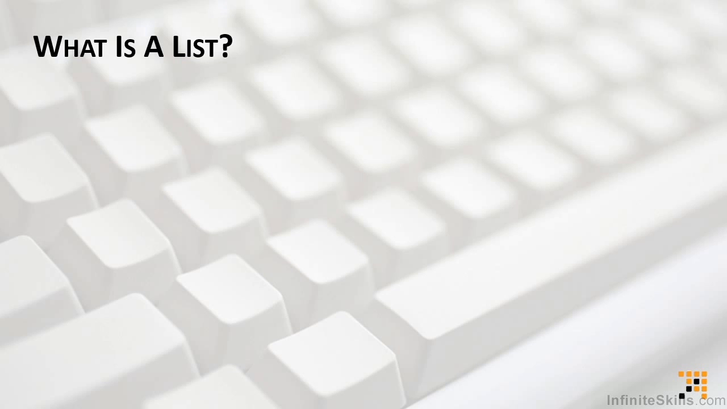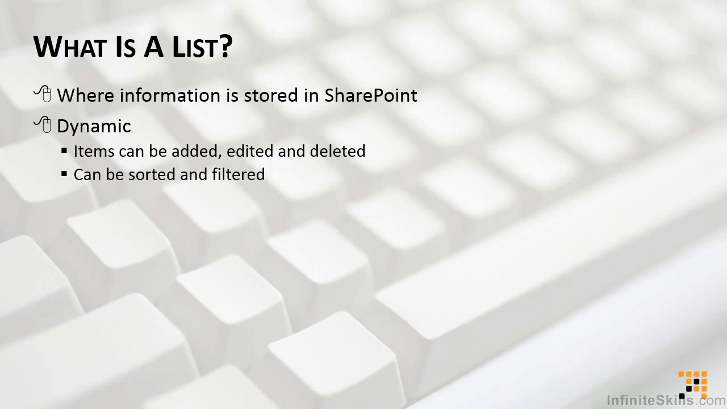A list in SharePoint is where all of the information is stored. It's that simple. Lists are dynamic. Items can be added, edited, and deleted. They also can be sorted and filtered. So in many ways, it's probably like other data that you've used in spreadsheets and databases. This is simply going to be in a different interface that hopefully is a little more consistent, a little more simplified, and of course is available for everybody without any specialized software.